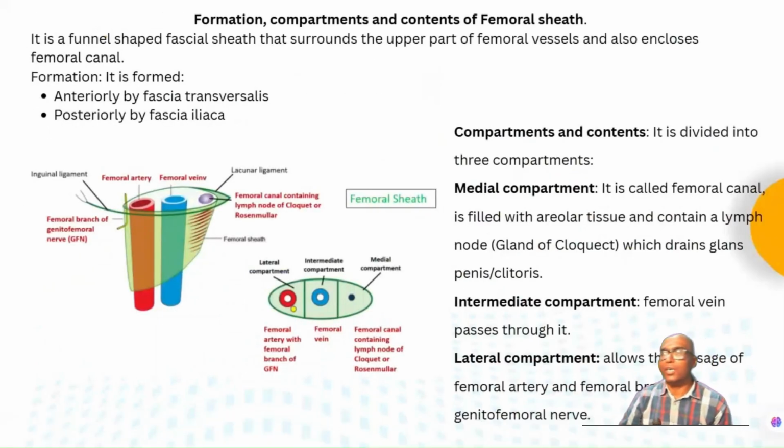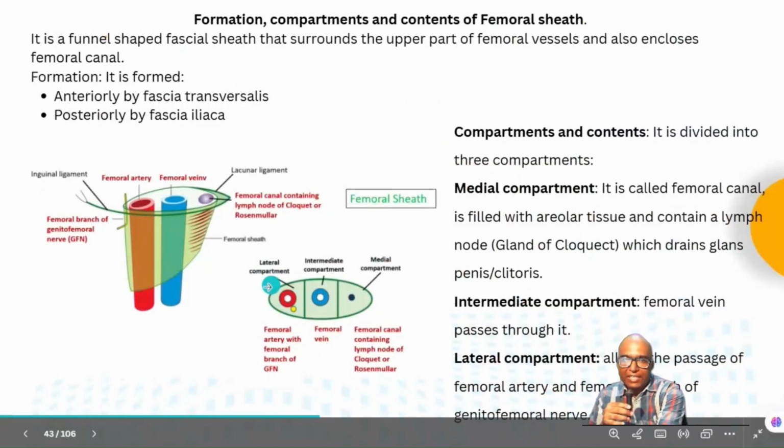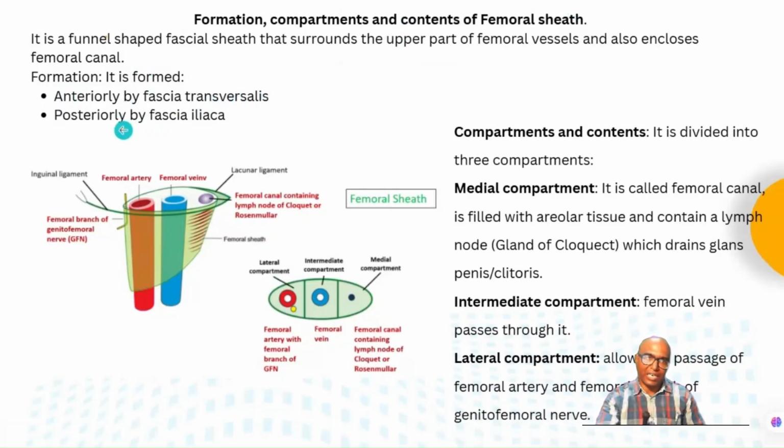Okay, now another question they can ask you is on the femoral sheath. Formation, compartments and the contents of the femoral sheath. It is a funnel shaped fascial sheath that surrounds the upper part of the femoral vessels and also encloses the femoral canal. It is formed anteriorly by the fascia transversalis and posteriorly by the fascia iliaca.